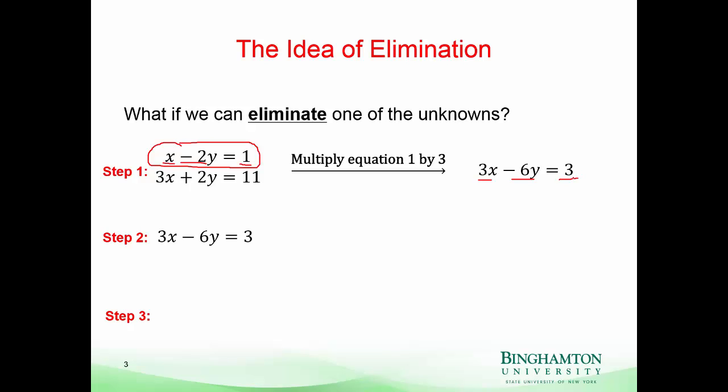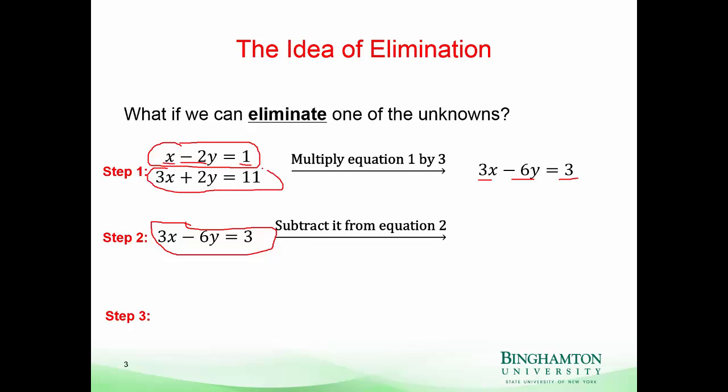Then in step 2, we've rewritten that, and the step becomes subtracting it from equation 2. We're going to take this and subtract it from the second equation. You can see that we're taking a 3x and subtracting it from 3x, and so that will actually cancel. That's how we're eliminating one of our unknowns. Once we do that, we'll get a new equation that will most likely depend on only y.